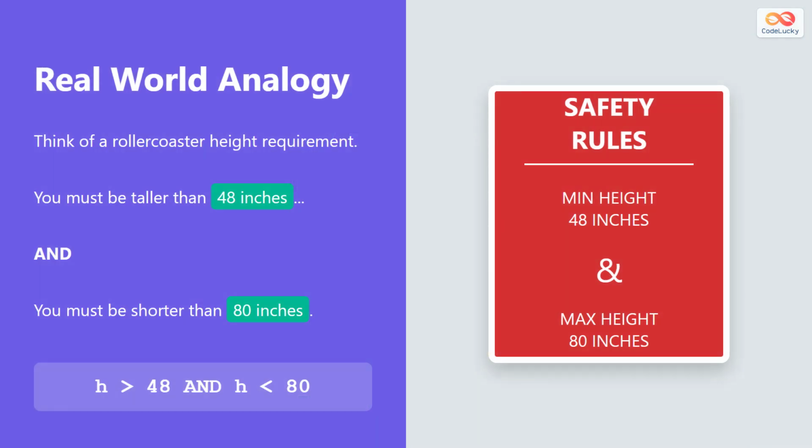Think about a roller coaster safety sign. It might say you have to be taller than 48 inches to ride, but you also have to be shorter than 80 inches. You cannot just meet one requirement, you must meet both. That is a compound inequality in real life.